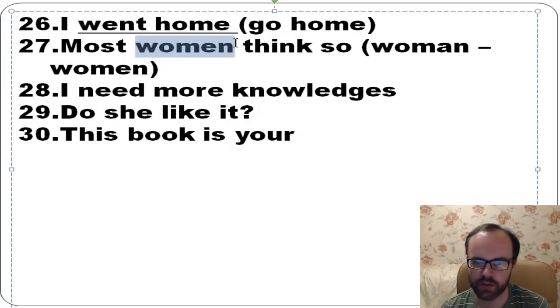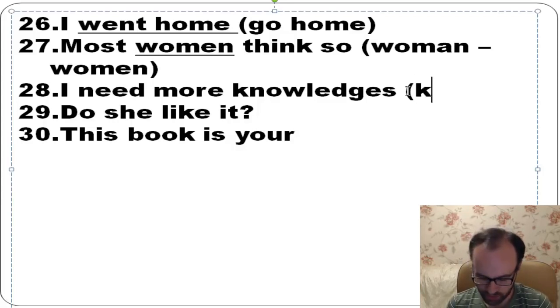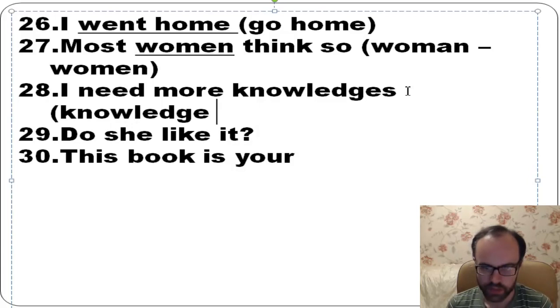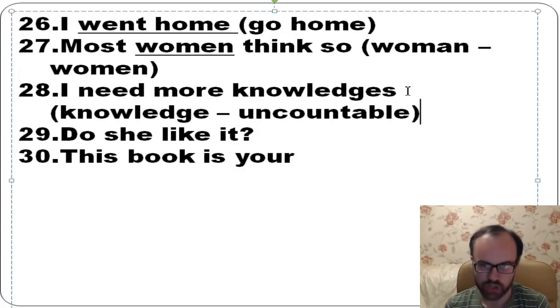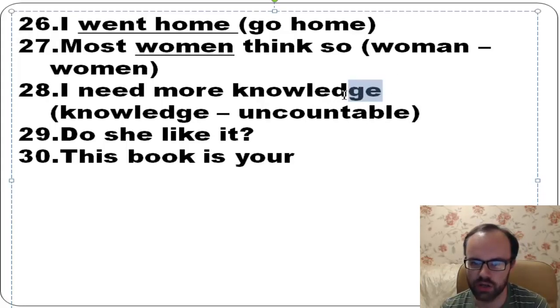Most women think so. Okay, let's look at the next sentence and at the next mistake. I need more knowledges. So where is the mistake? So you know that knowledge in English is uncountable. You can't count it, so you can't say knowledges, only knowledge. I need more knowledge.